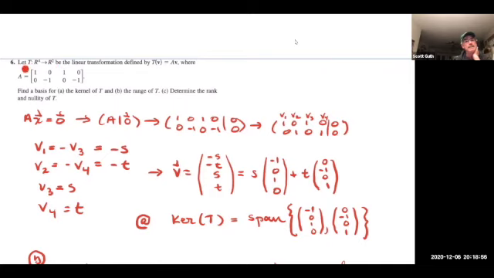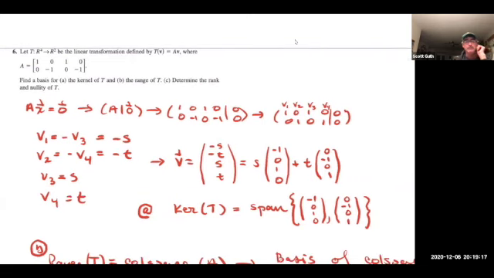But anyway, let T map from R4 into R2 be the linear transformation defined by T of V equals A times V, where A is this 2x4 matrix. It says find a basis for the kernel of T and the range of T, then determine the rank and the nullity. So you guys have seen problems like that before. So for the kernel, that's the same thing as finding the null space of the matrix A.